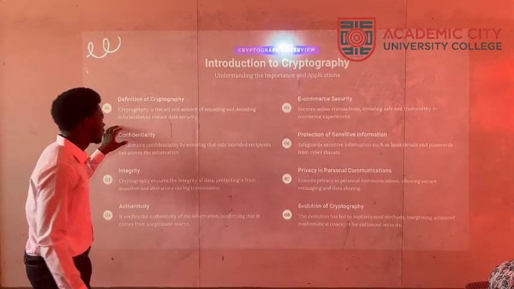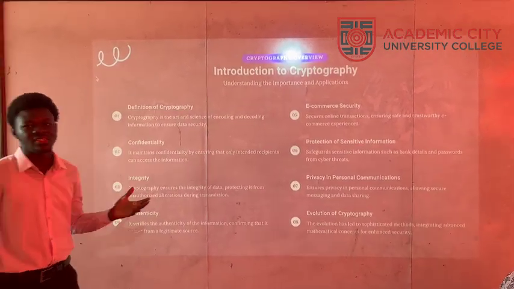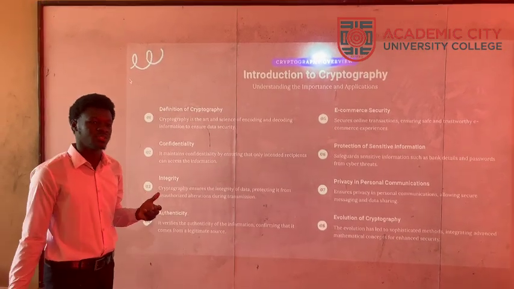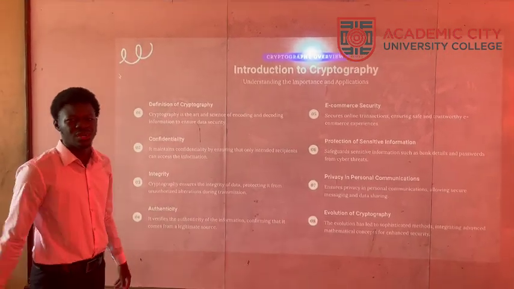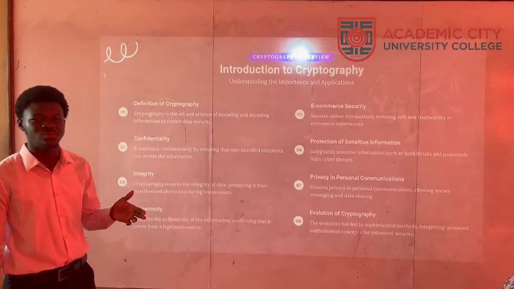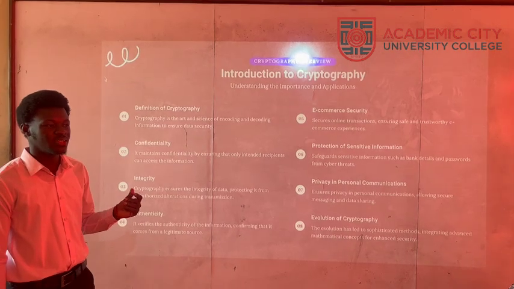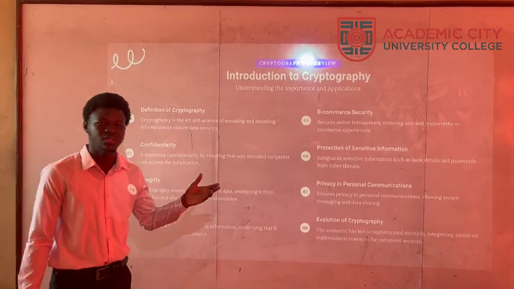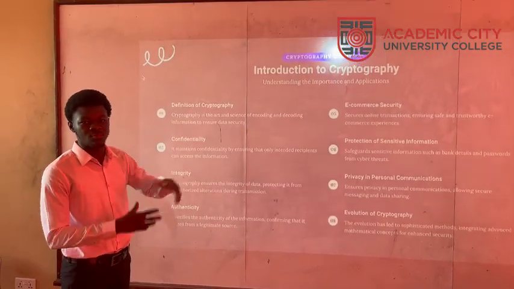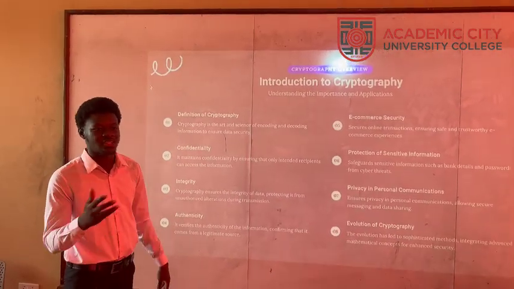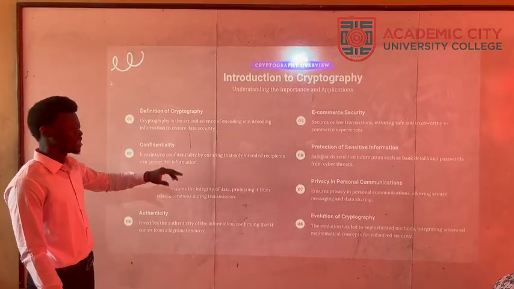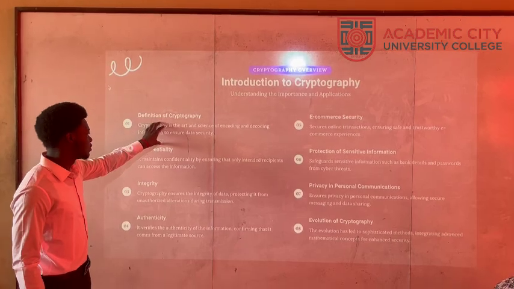So for the definition of cryptography, cryptography is basically the science and art of encoding and decoding information for data security. It's like in cybersecurity, when you have some sensitive information, you don't want any outside party or body to gain access to it. So you can encode it so that it's protected. Then it will go to the intended user, and the intended user can decode it. That's the whole point of cryptography.